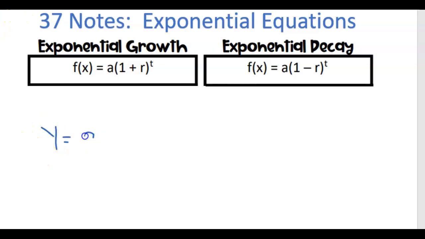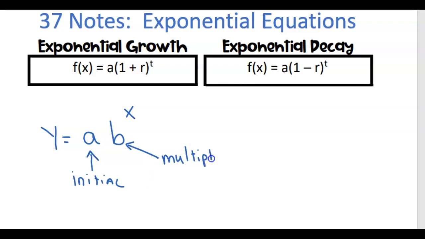I wrote it down this way yesterday. That's an exponential equation. Where is the x? Where's the variable x? That's the exponent. It's an exponential equation when the exponent is a variable. And do you remember what the A stood for? The initial or the starting amount. And do you remember what B stood for? The multiplier is called a growth factor or a decay factor.